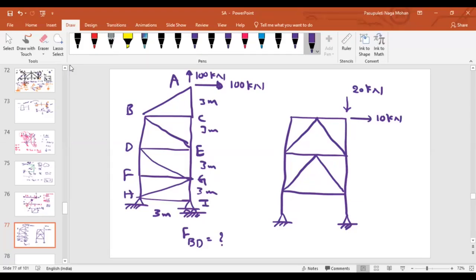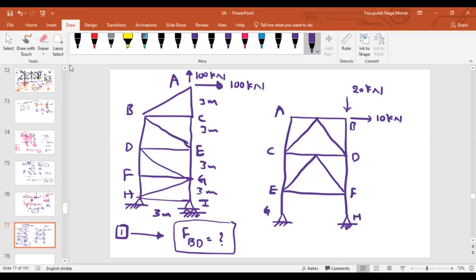As it is a determinate truss, you can find the force in member BD using method of joints. But you guys have to solve this problem with one equation. With one equation directly, you should be able to find the force in member BD. That is our motive. Yes, sir. Try to practice it. We'll discuss tomorrow.